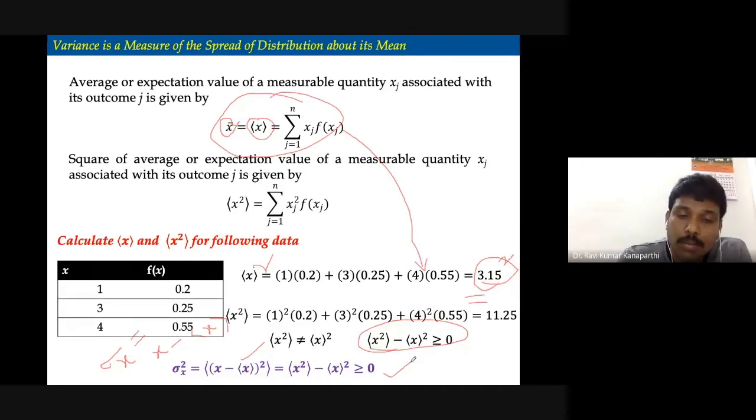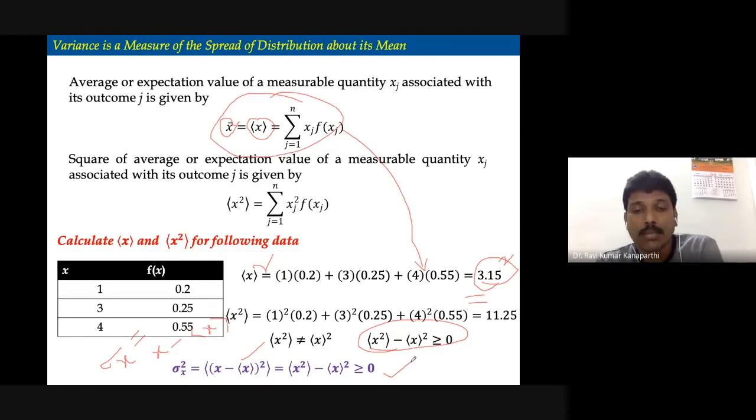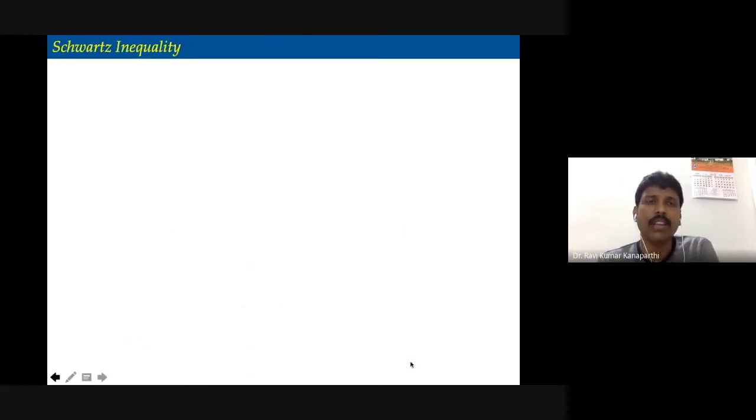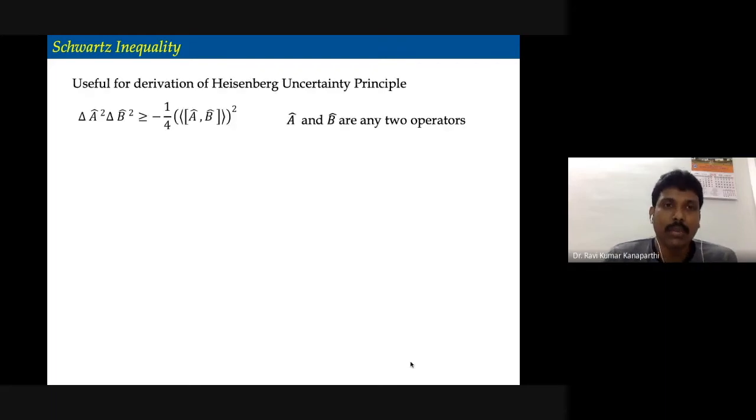Now, why am I discussing all these things? Because these are some of the things that we'll be using in our discussion of the Heisenberg uncertainty relation. The Heisenberg uncertainty relation is based on the derivation of the Schwarz inequality. So first we will try to solve the Schwarz inequality, and from that we will derive the generalized Heisenberg uncertainty relation. So what is the Schwarz inequality? For your information, this is the Heisenberg uncertainty principle, the general relation.